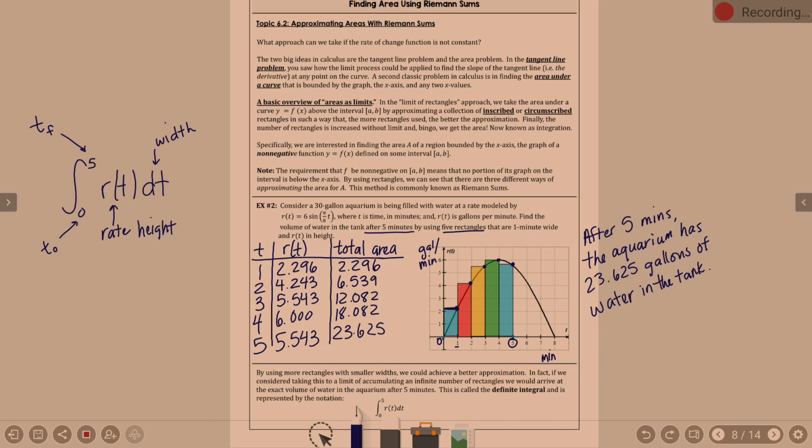We got 4.243. That's the height of that rectangle. Now, each of these rectangles were only 1 wide, right? So 1 times 2.296 was that first one. This had a width of 1 times 4.243, okay? So each time you're finding the value you're plugging in times the height, okay? And again, we're going to do examples, I promise.